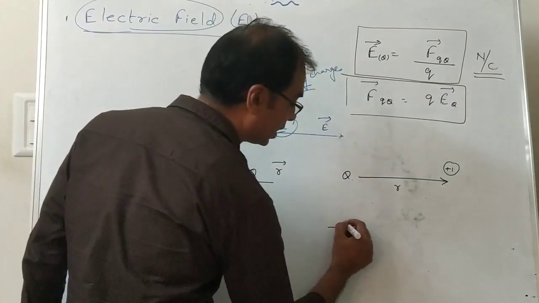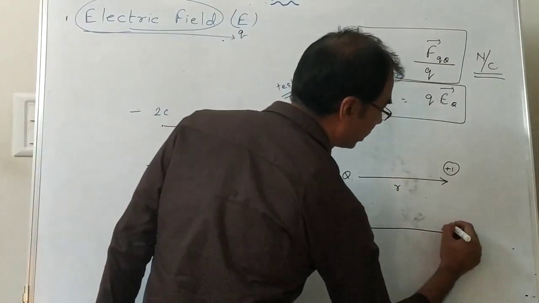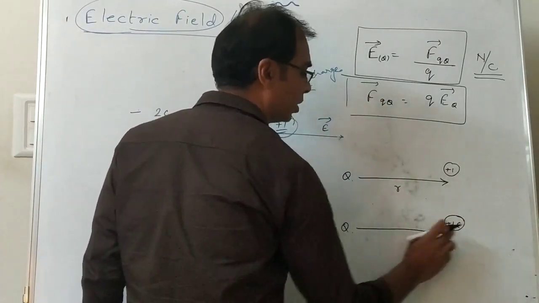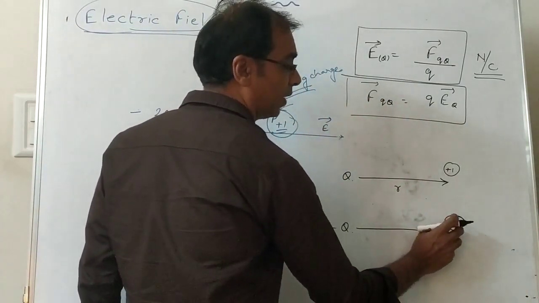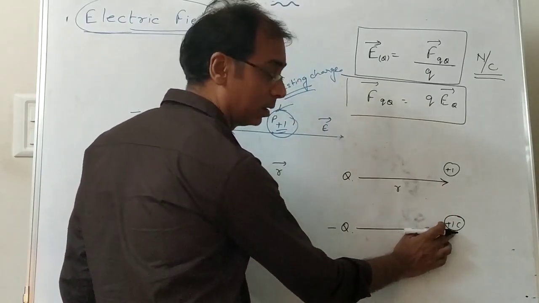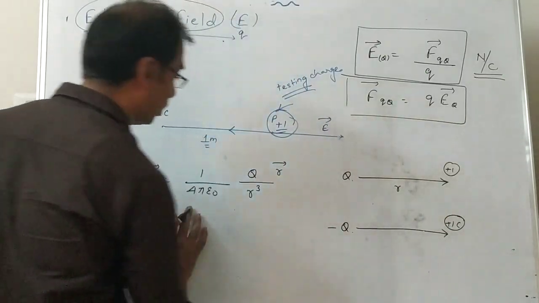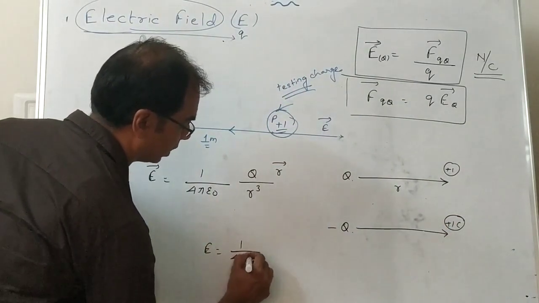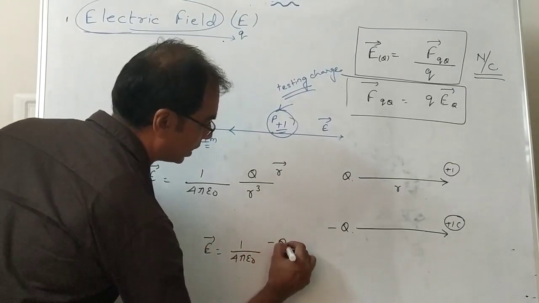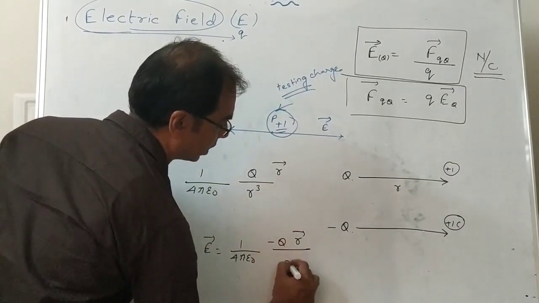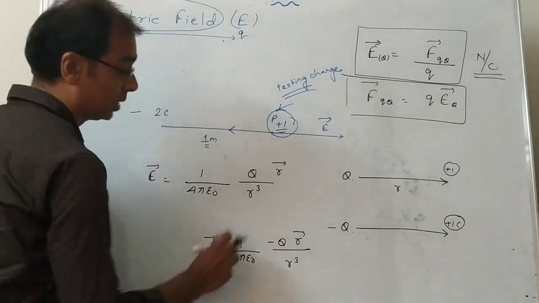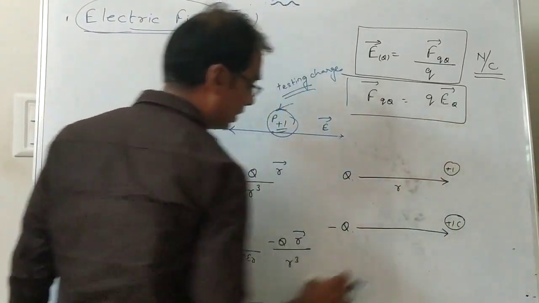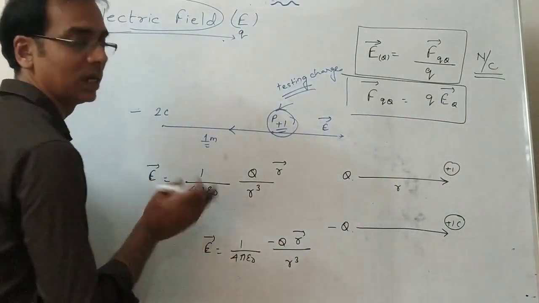But now, if this becomes minus Q, then what will happen? Still we are keeping here plus 1 coulomb. The arrow is like this only, because the arrow should be where we are finding the force. We are finding the force on plus 1, but this is minus. So in this formula, we will write it as 1 by 4 pi epsilon naught into minus Q vector R by R cube. So that means it is now in the opposite direction. This direction is towards the positive x-axis and this direction becomes towards the negative x-axis.